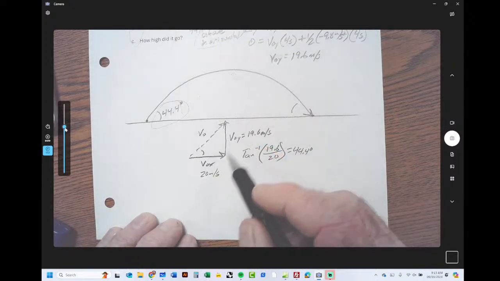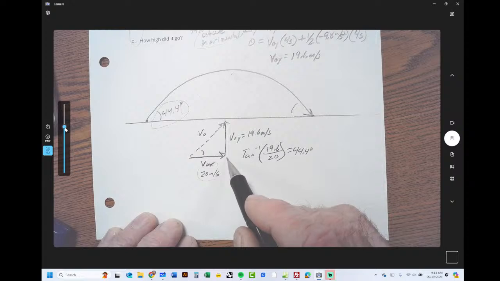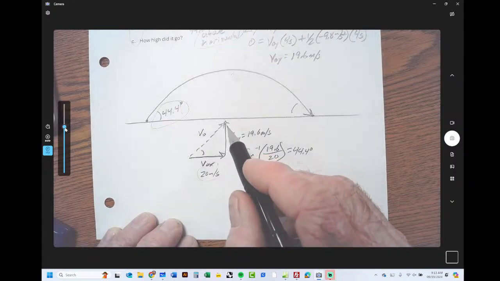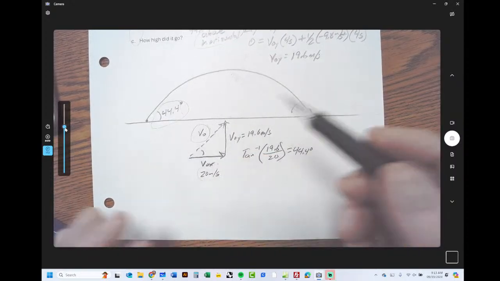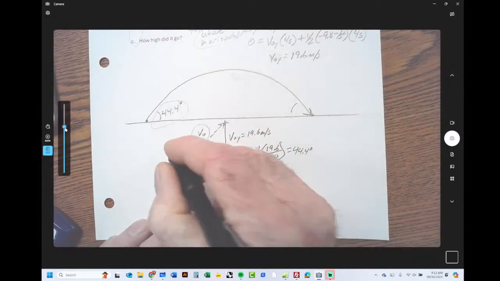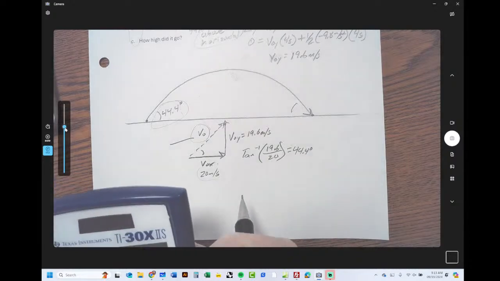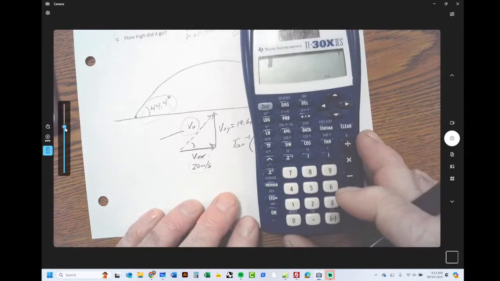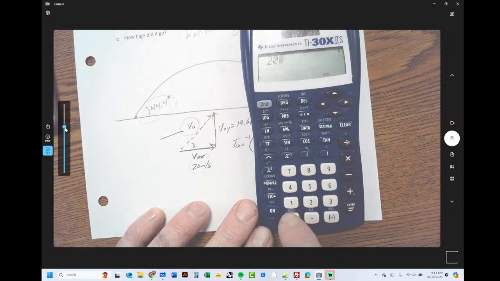So the x component, it was going to the right at 20 meters per second. It was going up at 19.6 meters per second. Yeah, it's the hypotenuse. So this would be the square root of the sum of the squares. So I'll just do 20.